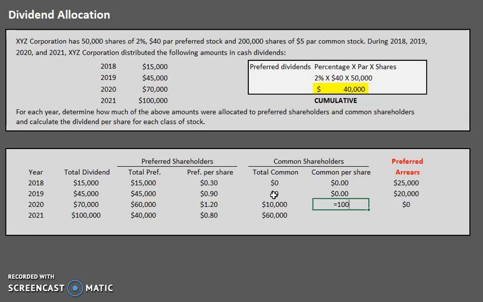Let's try 2020. 10,000 in dividends for common, 200,000 shares. So they're getting 5 cents per share. Let's do this last one. 60,000 in dividends divided by 200,000 shares, 30 cents per share. So essentially, those are going to be your important answers. Pay close attention to whether your problem is asking for totals or if they're asking for per share amounts, because that's going to change what you are inputting into the system.